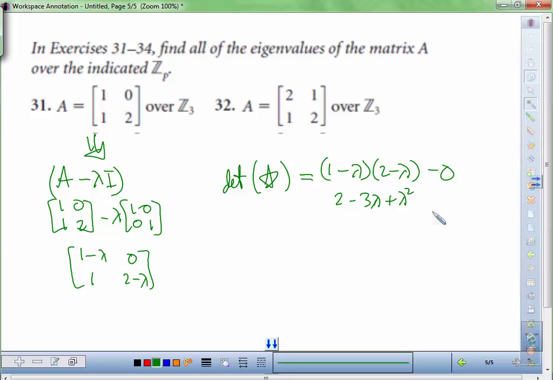All right. So now that we have our quadratic, let's see if we can rewrite it in Z3. We have a negative 3. What's a negative 3 translate to in Z3? It translates to 0, right? So that is going to make this disappear. We get 2 plus lambda squared is equal to 0.